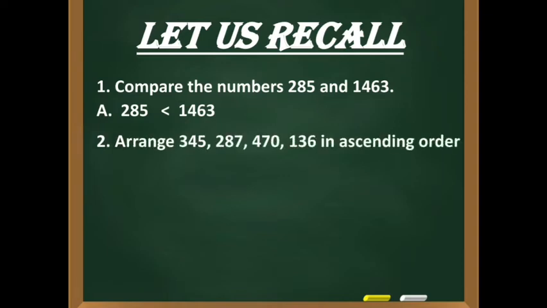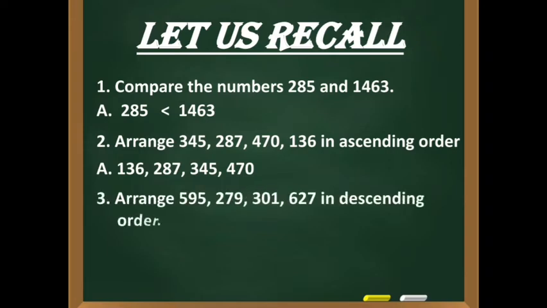Now coming to the second question. Arrange 345, 287, 470 and 136 in ascending order. What do you mean by ascending order? Ascending order means from big number to small number. So what is the answer? 136, 287, 345 and 470.